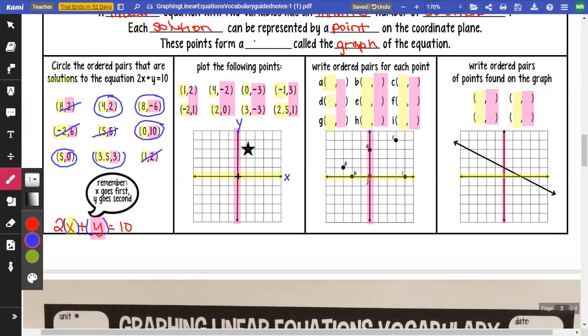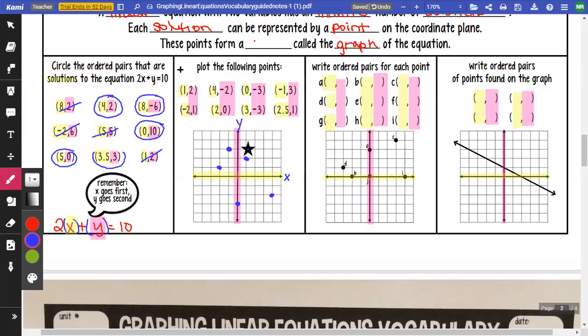We have a positive 1, meaning we're going to go positive 1, positive 2. There's my point. We have 4, negative 2, so positive 4: 1, 2, 3, 4, negative 2, down 2. Next one is 0, negative 3. When you have 0, you don't go left and right, but we are going to go down 3. Negative 1, positive 3. Negative 1, left 1. Positive 3, up 3. Negative 2, 1. Negative 2, left 2. Positive 1, up 1.